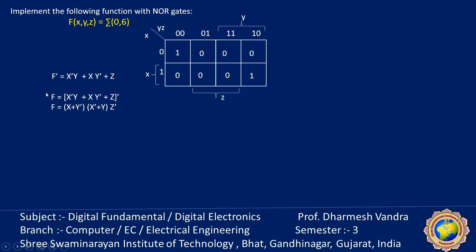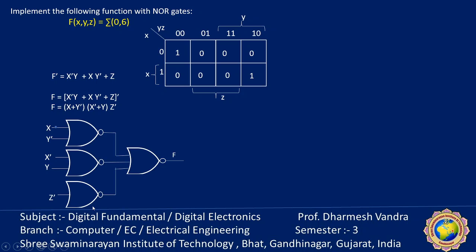So what we'll do, F equal to F dash is this, so F equal to X dash Y plus X Y dash Z, whole dash, the complement of this one. So it will be converted into the product of sums: X plus Y dash, ANDed with X dash plus Y, ANDed with Z dash. Okay, in this way, the two-level NOR circuit is that.